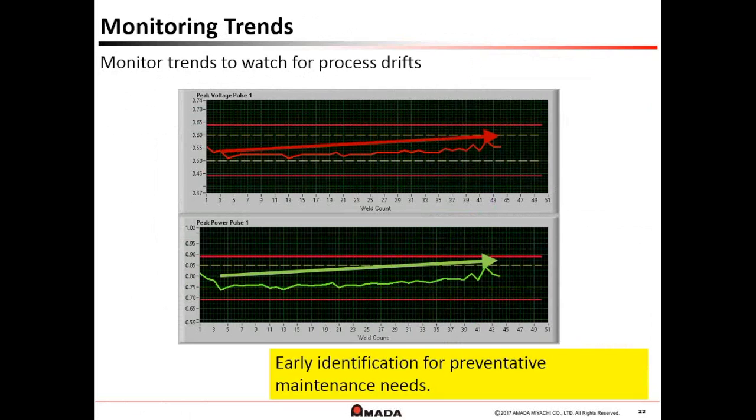We can protect from having problems using trends, monitoring trends to watch for process drifts. This is very useful in monitoring the drift of, say, a voltage or monitoring your electrodes. Here we have monitoring the peak voltage and peak power. You see at the beginning of this, we have some brand new electrodes here. So the first couple welds here, looks like we're actually declining in our voltage.